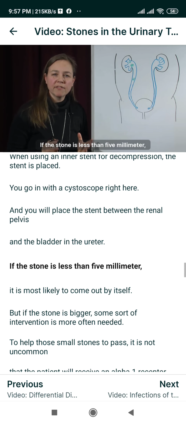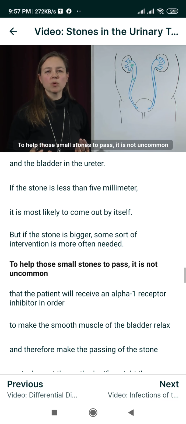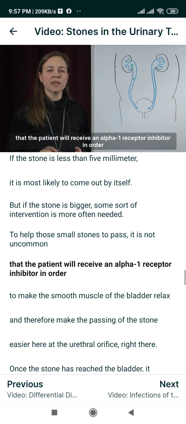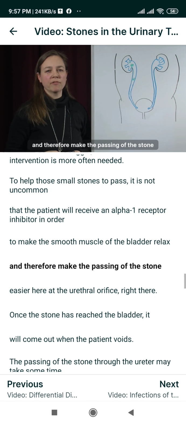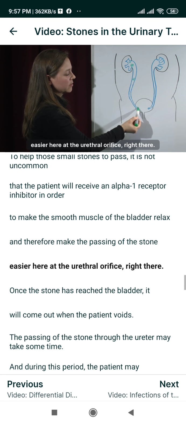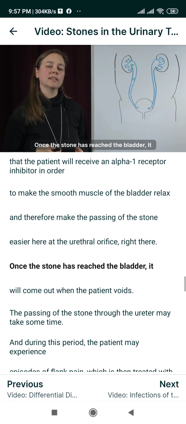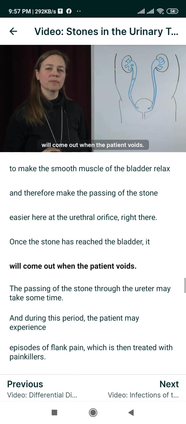If the stone is less than 5 mm, it is most likely to come out by itself. But if the stone is bigger, some sort of intervention is more often needed. To help those small stones to pass, it is not uncommon that the patient will receive an alpha-1 receptor inhibitor in order to make the smooth muscle of the ureter relax and therefore make the passing of the stone easier here at the urethral orifice, right there. Once the stone has reached the bladder, it will come out when the patient voids.